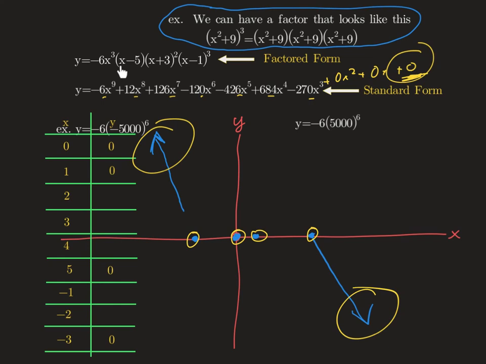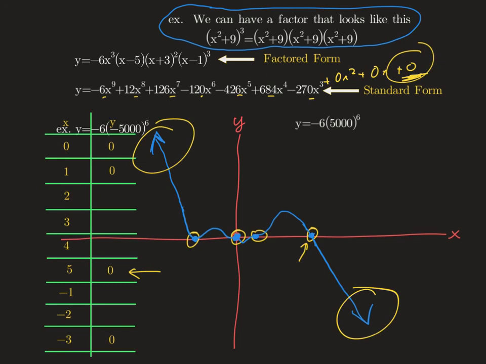If I let x equal 5, well, plug this into your calculator: -6 times 5 cubed times 5 minus 5, times 5 plus 3 squared, times 5 minus 1 cubed. You'll see that it equals 0, because this term will equal 0. And then when you multiply 0 by other things, you get 0. So that's the beauty of factored form, that each part of this factored form could equal 0, which would make the entire thing equal to 0. And it's really easy to see what would make this equal 0. It's 1. It's -3.